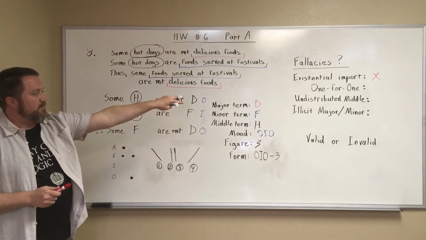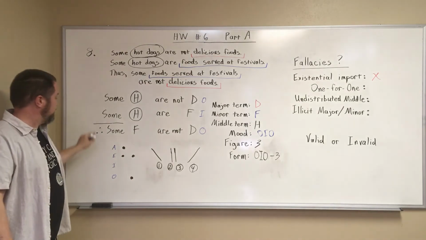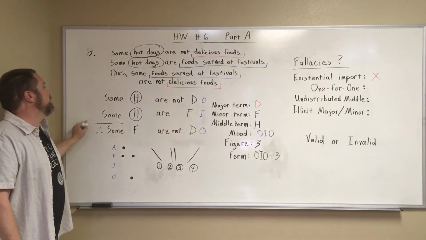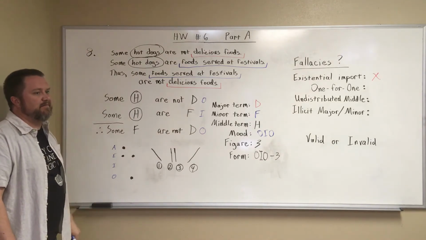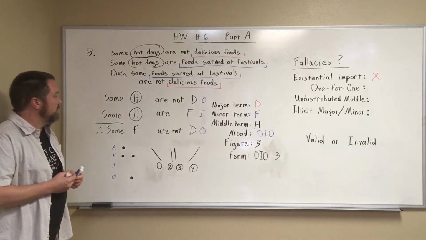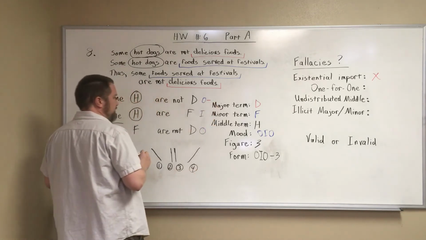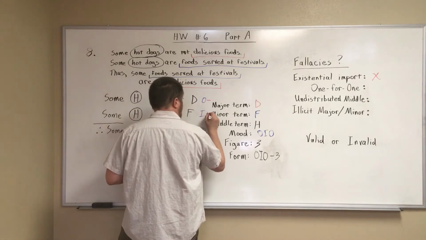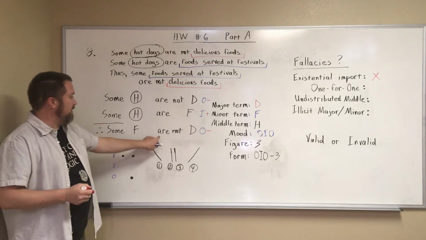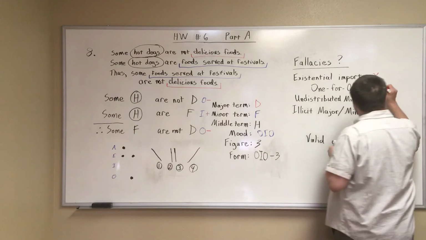The next one is the one for one, which says that if we have a negative premise, we have to have a negative conclusion. And if we have a negative conclusion, we have to have exactly one negative premise. Can't have two negative premises. So this O is negative, I is affirmative, O is negative. So it looks like we have one negative conclusion, one negative premise. So we're good there. It doesn't violate the fallacy.